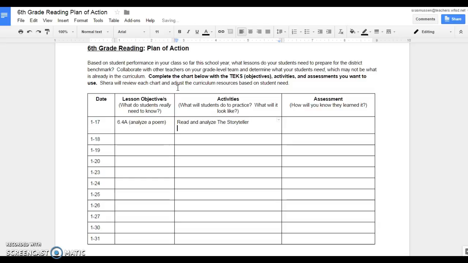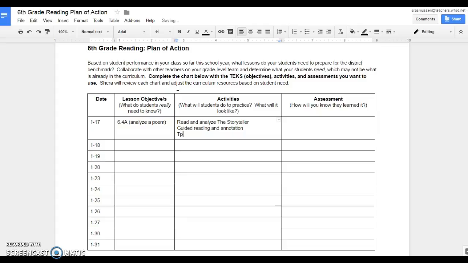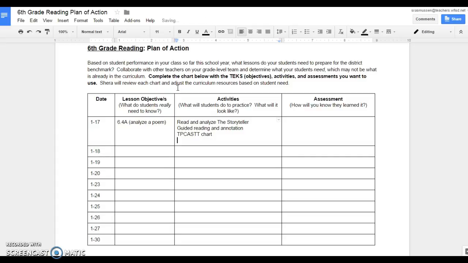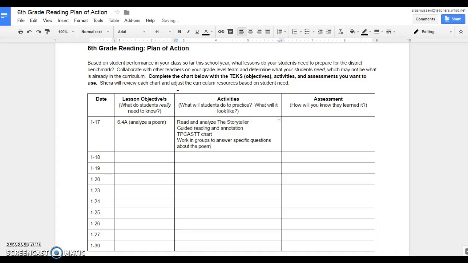Now, what do I mean by analyze the storyteller? Well, maybe I'm going to do a guided reading with them, and maybe we're going to do some annotation. Or maybe I want to use a TP-CAST chart that goes through all of the different parts of the poem. Or maybe I want to have students work in groups to answer specific questions about the poem.